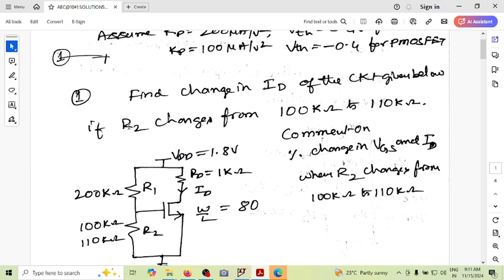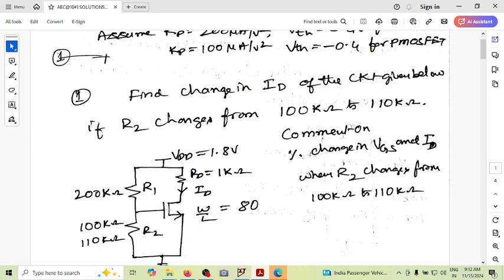Now, in the first problem, we are asked to find the change in drain current of the circuit shown below if R2 changes from 100 kilo ohm to 110 kilo ohm. So we are asked to find the value of change in ID if R2 is changed from 100k to 110k. R1, R2 along with VDD is used to provide the VGS, the required bias potential. We have a W/L of 80 for this particular MOSFET, and a drain resistor of 1 kilo ohm.